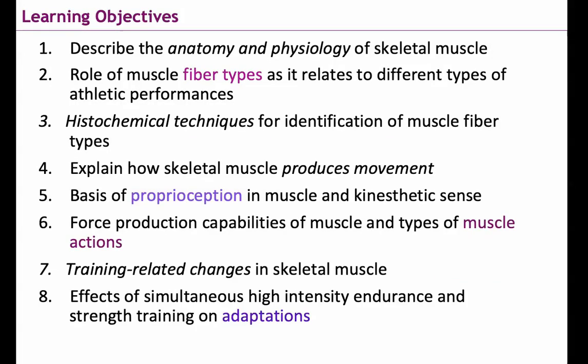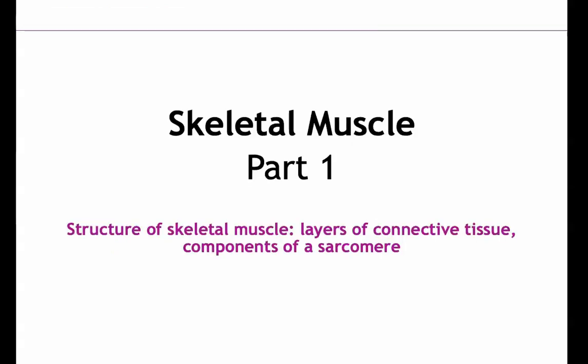Learning objectives. This is for the entire chapter, but today we're just focusing on anatomy and physiology. You can go over all these learning objectives at the very end of the chapter just to make sure you have a good understanding of all of these topics. For part 1, we're doing structure of skeletal muscle, layers of connective tissue, and then the components of a sarcomere.